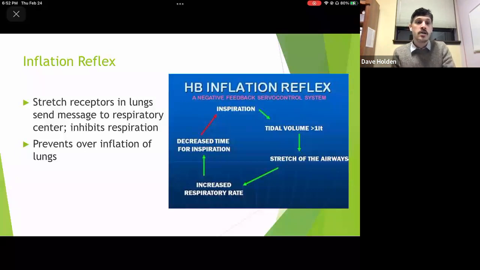So the inflation reflex goes like this. We start at the top. We breathe in. Tidal volume increases by about 1 liter. We add about 1 liter of air into the lungs as they expand. The airways stretch. That stretching leads to an increased respiratory rate. So once you start breathing in, you've started a chain reaction. Now you can keep breathing in more.